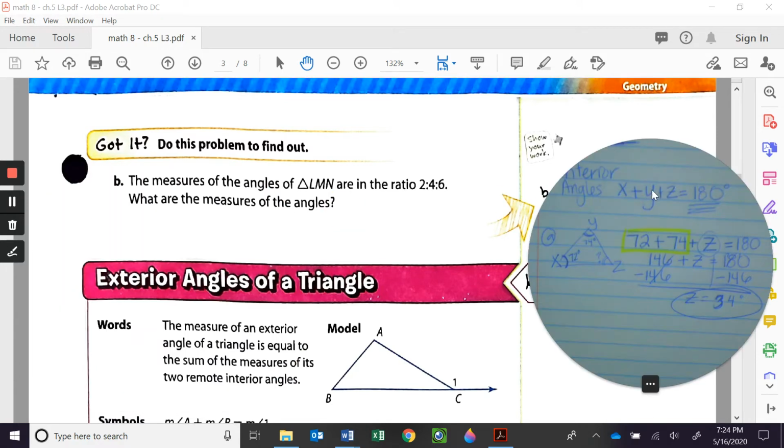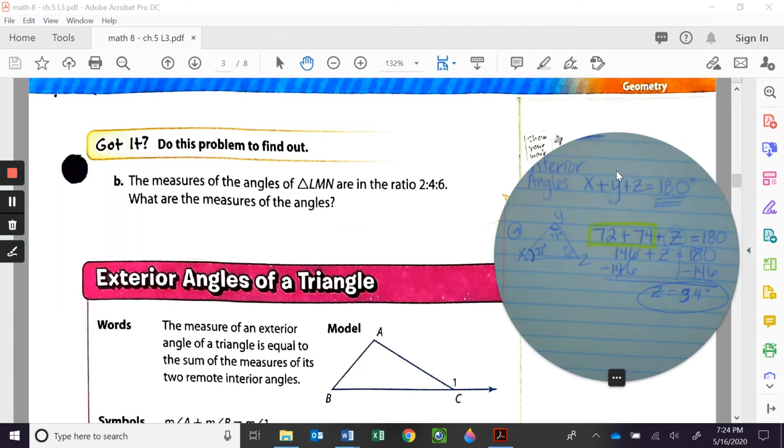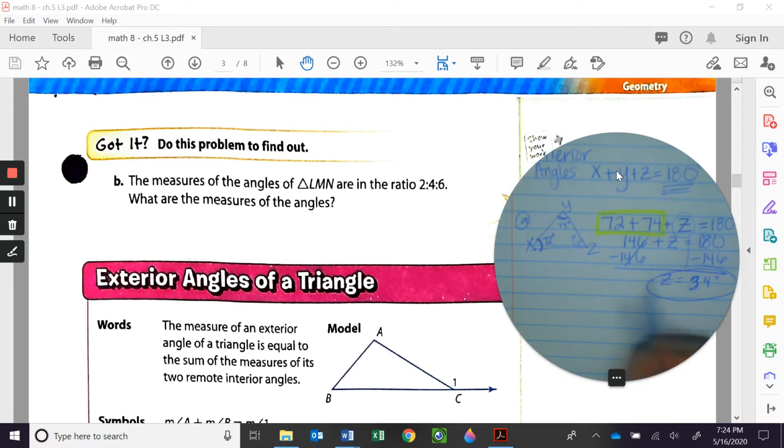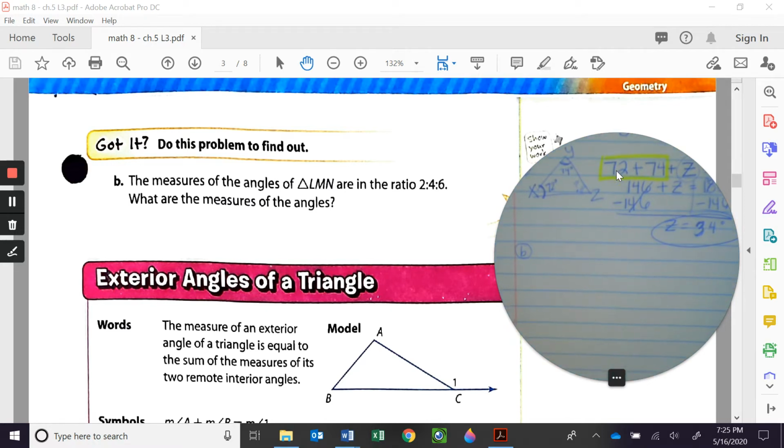Okay, let's look at B. It says that the measures of L, M, N are in a ratio of 2, 4, and 6. And we want to figure out those measures. So that's not as confusing as it seems. All it's asking us to do, we don't really know the angle, so that becomes your variable. But we know we need 2, 4, and 6.